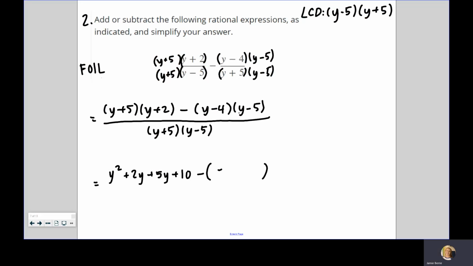All right, so I got y times y is y squared. Y times negative 5 is negative 5y. Negative 4 times y is negative 4y. Negative 4 times negative 5 is positive 20. All right, keep that denominator the same. You don't have to multiply it out.